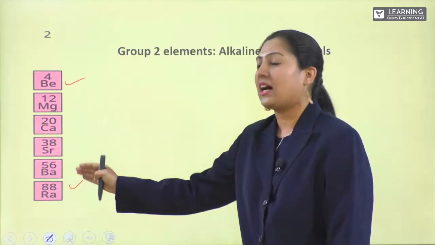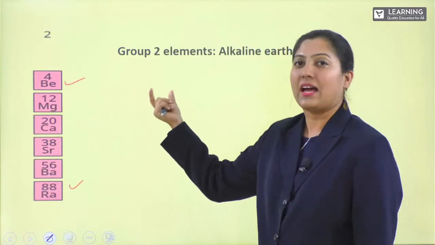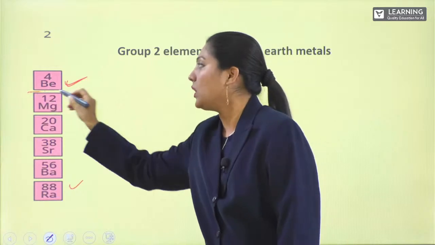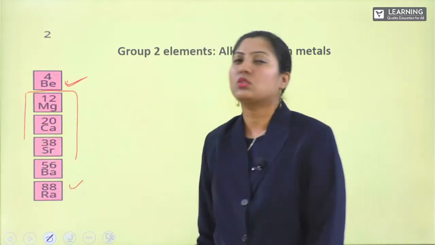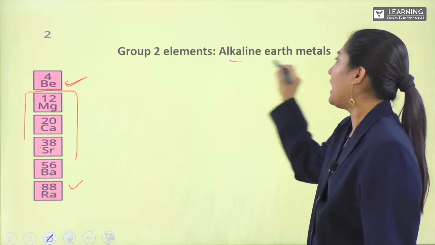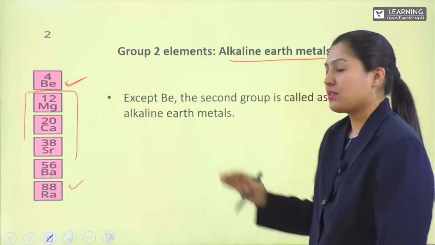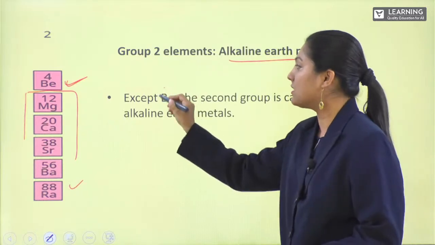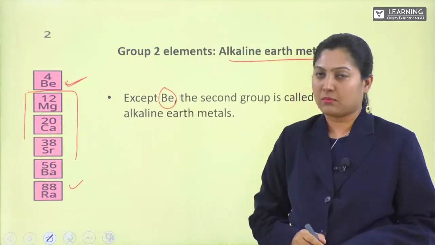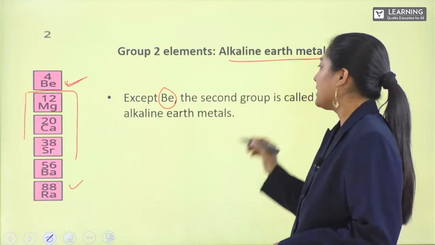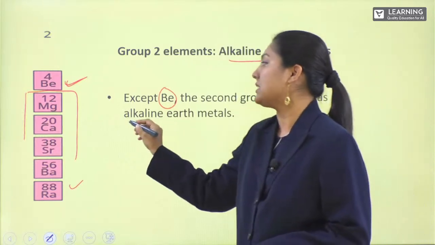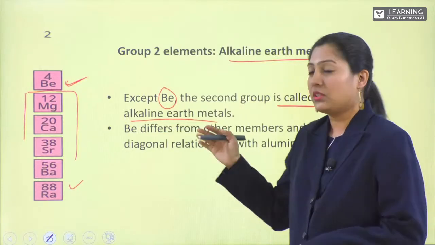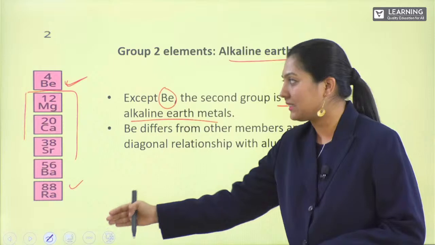So all these are the group 2 elements, and except beryllium, all other members of this group are called alkaline earth metals. Be is the symbol for beryllium. So except beryllium, the second group elements are called alkaline earth metals, and beryllium differs from all other elements.